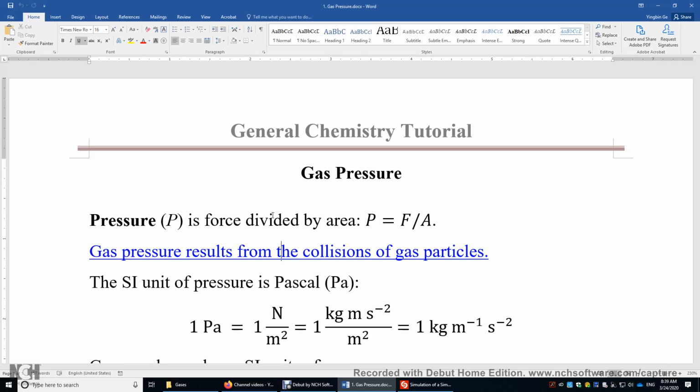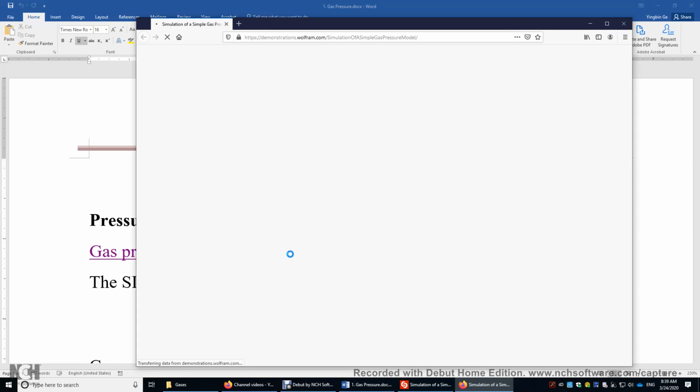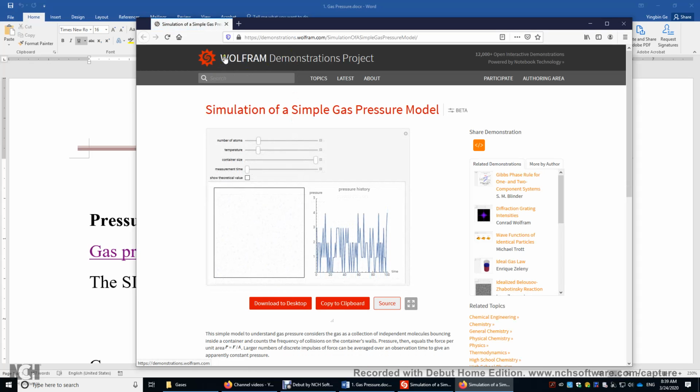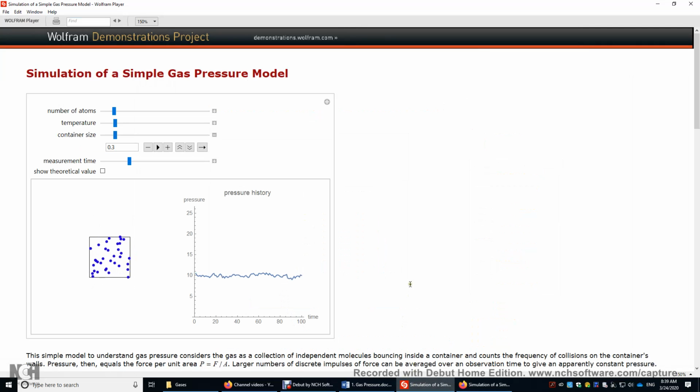So what gas particles? Well, it can be oxygen, nitrogen molecules. It can be helium, argon atoms. Let's Control-click this link to see the simulation of the gas particles. I downloaded this program provided by Wolfram on my desktop, so we're going to take a look at it. And we can see a bunch of particles moving around.